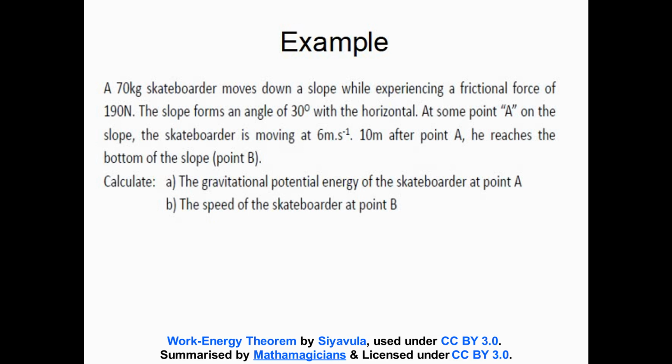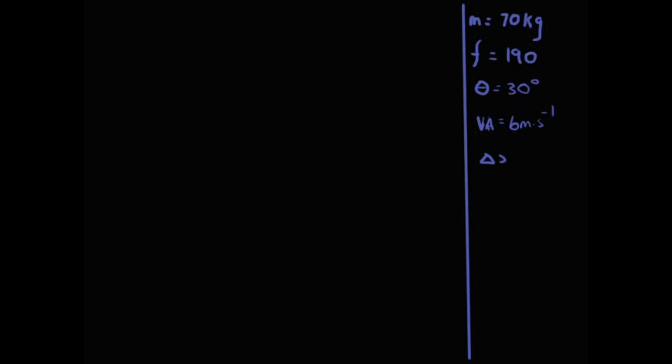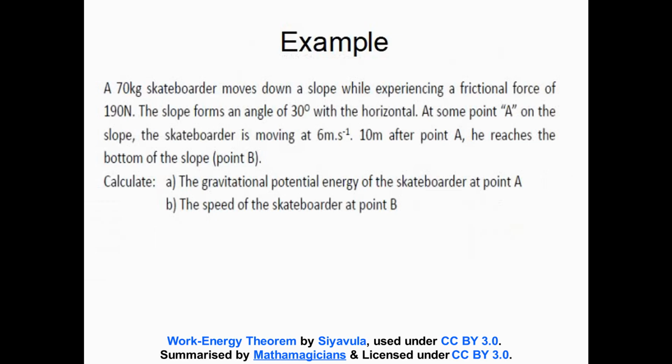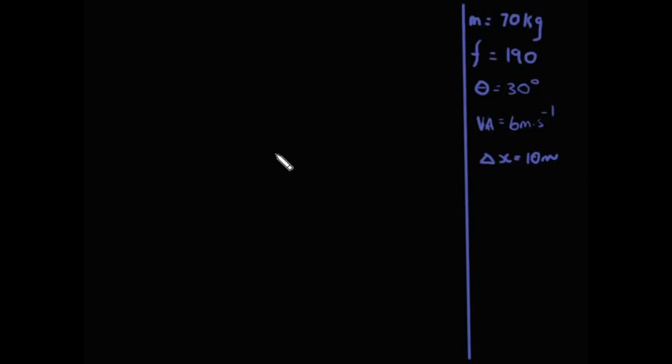What else do I know? Delta X, that I'm working with, is 10 meters. And then he reaches the bottom of the slope, point B. So I can draw my slope. There's point B at the bottom there, and here's theta over there, 30 degrees. Let's say A is over here, and that is 10 meters. Okay, perfect. Now, that's all I know.